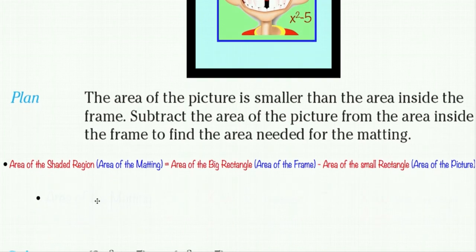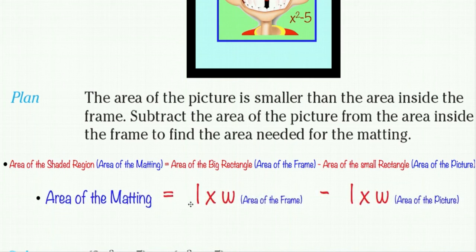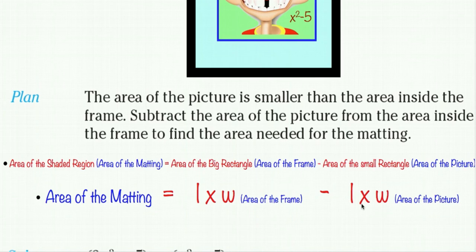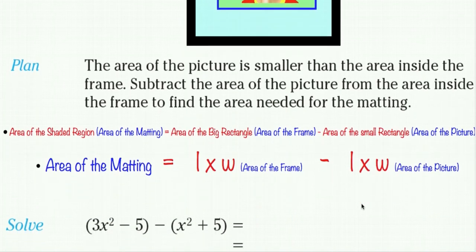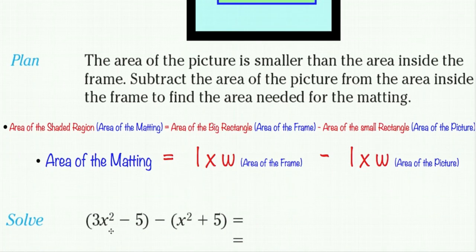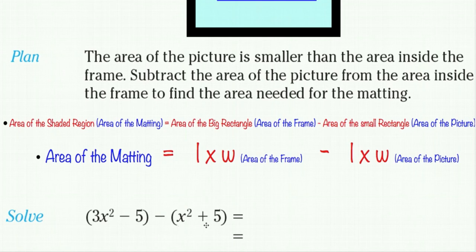And we know for a fact that the formula for finding the area of a rectangle is length times width, or base times height. So the area of our matting will be length times width, which is the area of the frame, minus length times width, the area of the picture. From there, let's look at what's given. We know that the area of the frame is 3x squared minus 5, and the area of the picture is x squared plus 5. We simply subtract that.